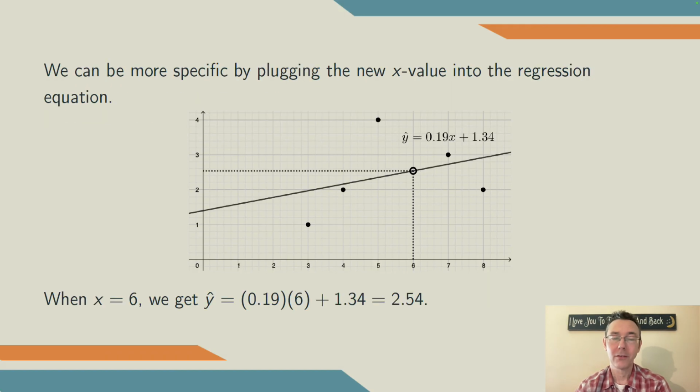We can be more specific by plugging in the new x value into the regression equation. So I'm taking x equals 6, plugging it in, getting a predicted value of y hat equals about 2.54. So a bit more specific, a tiny bit less than the estimate I got just looking at the graph and doing it visually.